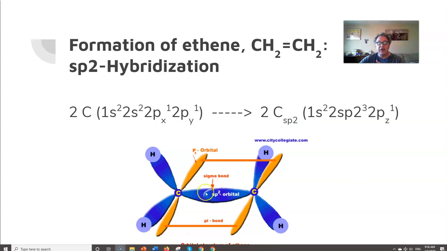we call this a sigma bond because the 2 orbitals are overlapping like this, end to end. End-to-end overlap is sigma. We call this a pi bond here, because the 2 pz orbitals are overlapping side to side. So sigma versus pi is simply, do the orbitals overlap end on, sigma, or do they overlap side on, pi? All right.